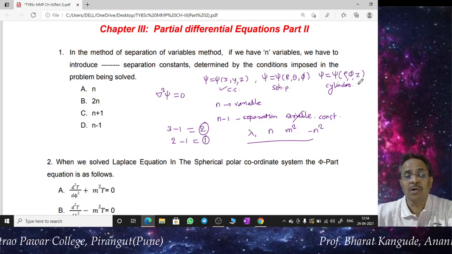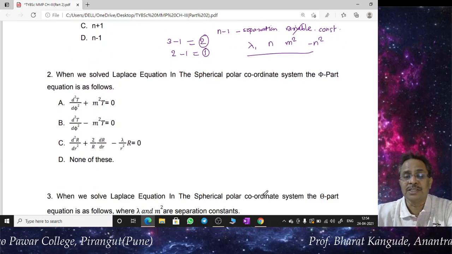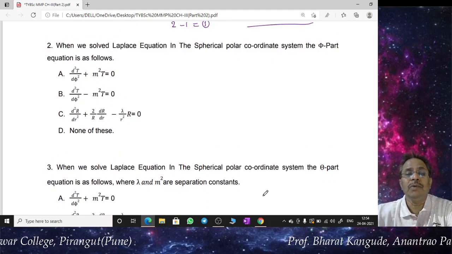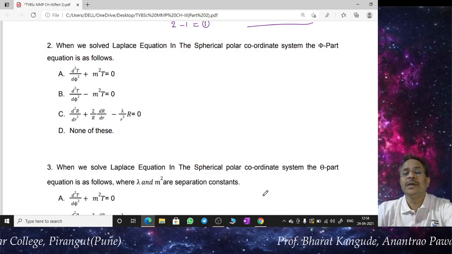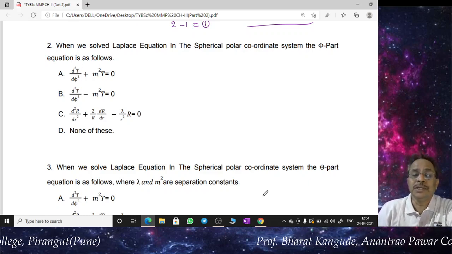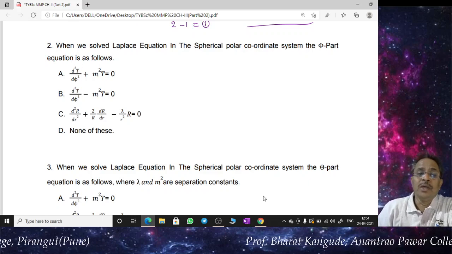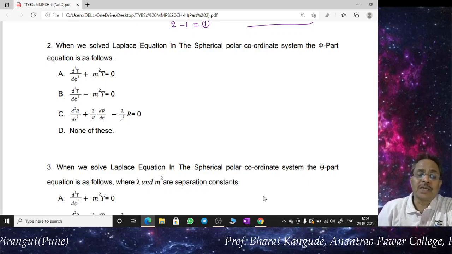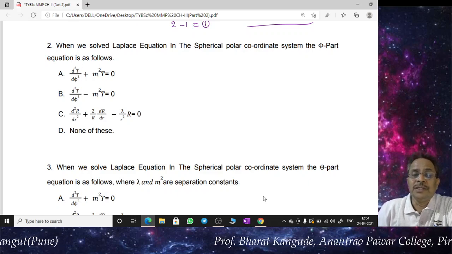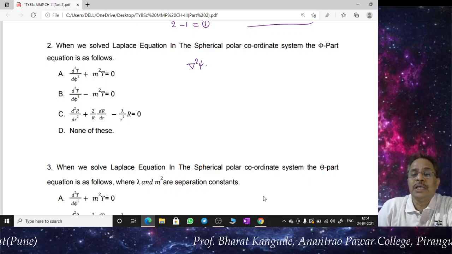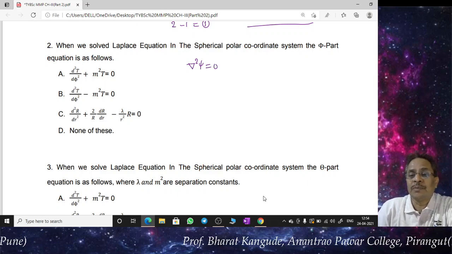So you have learned all these things in the class, that is the separation of variables method. Now question 2: when we solve this Laplace equation in the spherical polar coordinate system, the phi-part equation is as follows. So we have to identify which of the options A, B, C and D is the correct option there. Remember, in this case del square psi is equal to 0. This is the Laplace equation.